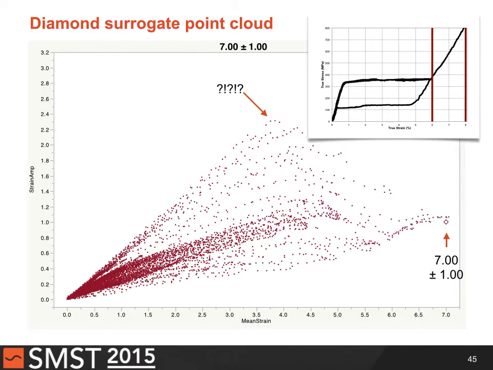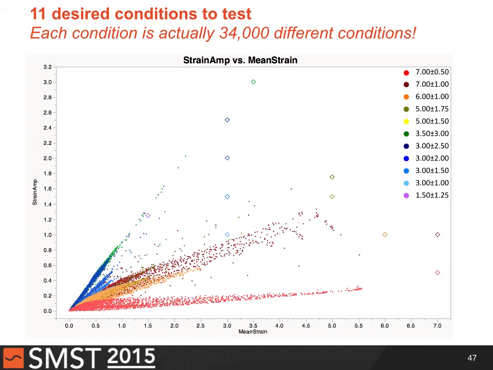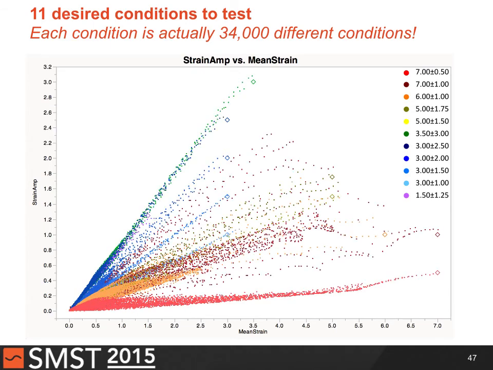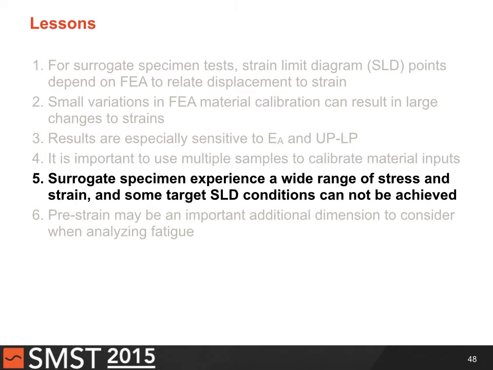So the point here is, for certain conditions, you can't solve this, and it's design specific, related to the specimen design itself, right? So if you need to get that, you need to somehow redesign your specimen in order to achieve it. Okay, so this is the point. If these were the 11 conditions that I wanted to target, I'm not testing 11 conditions. I'm testing all of these conditions all over this entire map here. So just be aware of that. All right, so there's the point. We see a wide range of stress and strain, and some of these conditions can't actually be achieved.